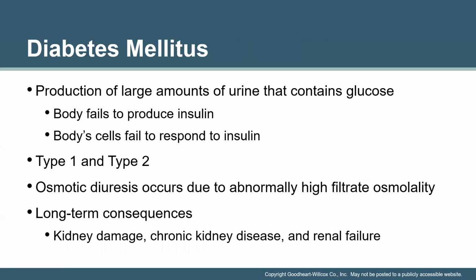Okay, so when someone gets diagnosed with diabetes mellitus, it tells us that there are large amounts of urine and they contain large amounts of glucose. This can be from the lack of production of insulin or the response to insulin, and that's the difference between type 1 diabetes and type 2. Type 1 is the destruction of the beta cells of the pancreas, therefore not producing insulin. And type 2 is the cells aren't responding for whatever reason.